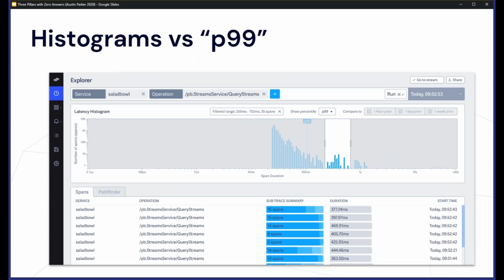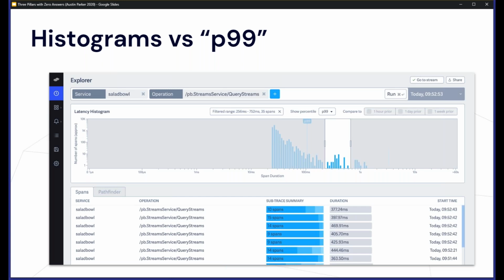I also want to take this opportunity to talk about histograms a minute. If you look at this latency histogram here, this histogram is showing the latency for a single request, right? It's a service called sellable, and you can see the operation name there.